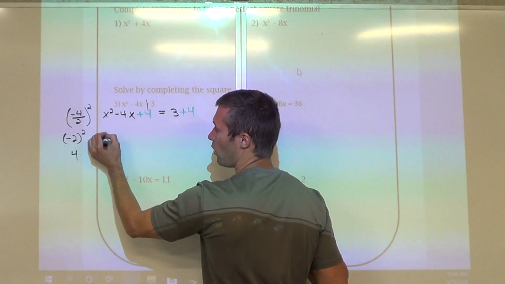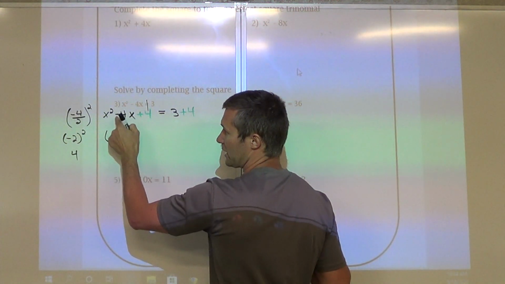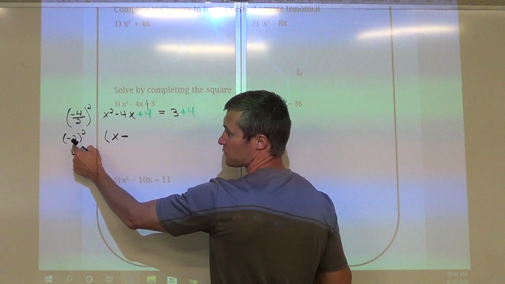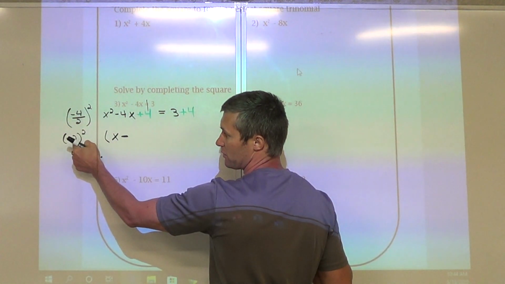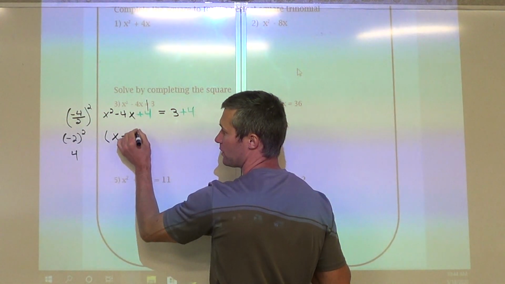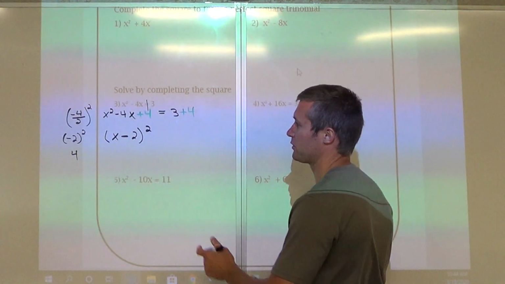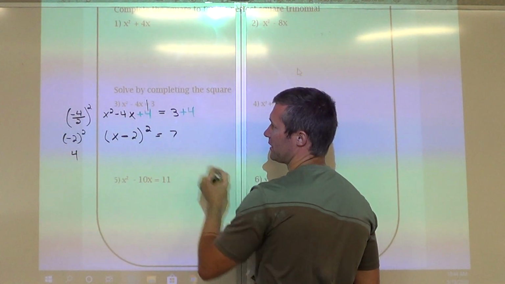This factor will always be x, whatever that sign is, in this case minus, and then this right here, our b value divided by 2. So minus 2, squared. It will always be that way. It will always be your b value divided by 2, equals 7.